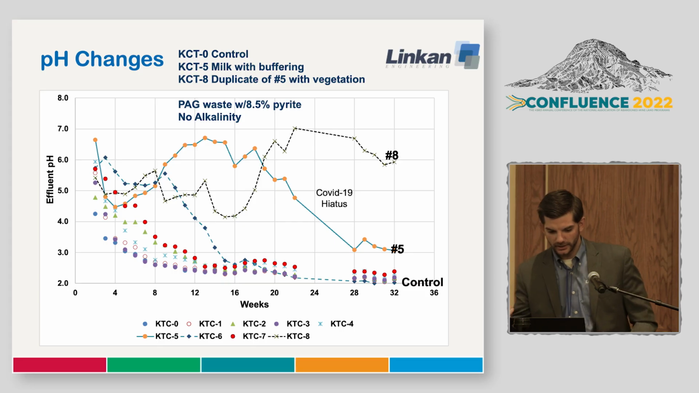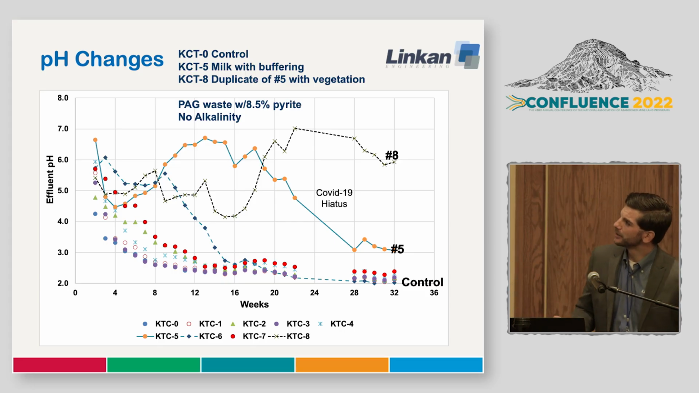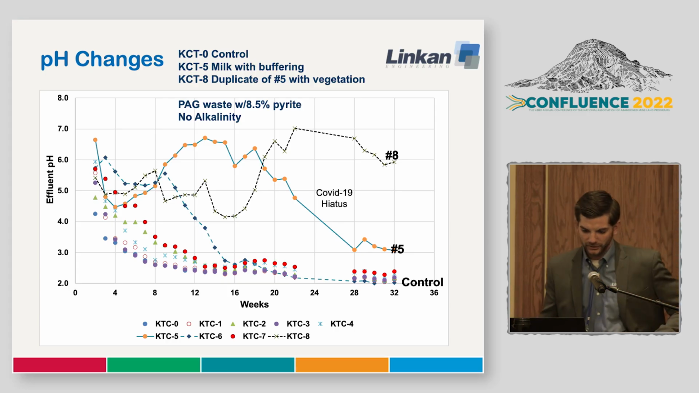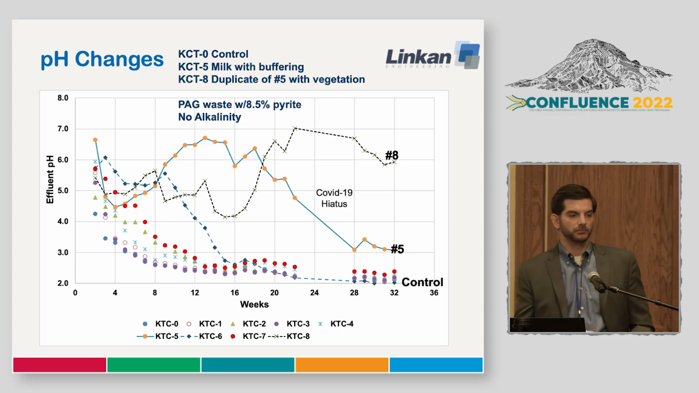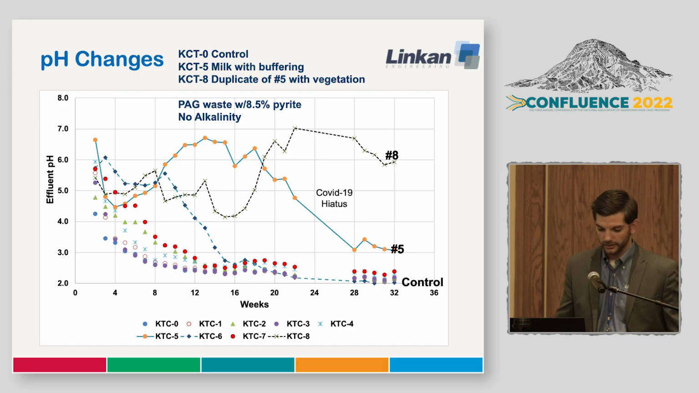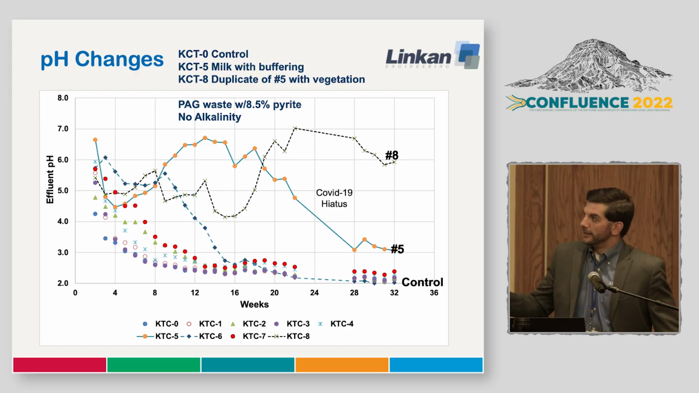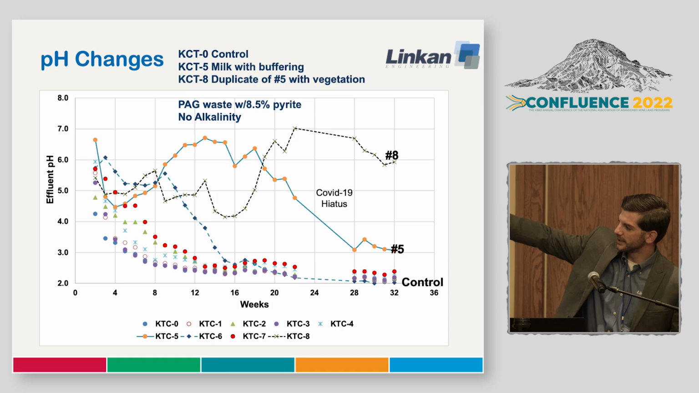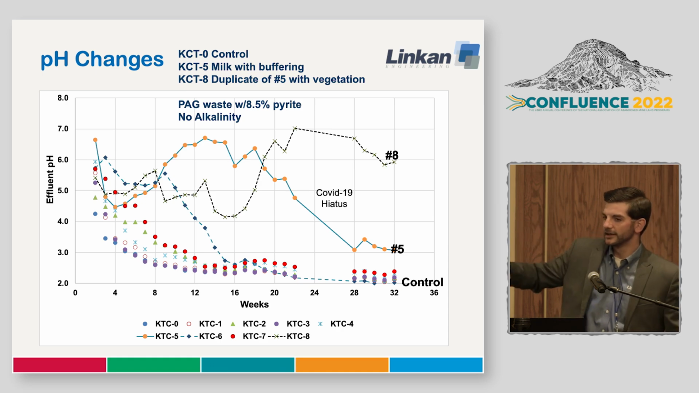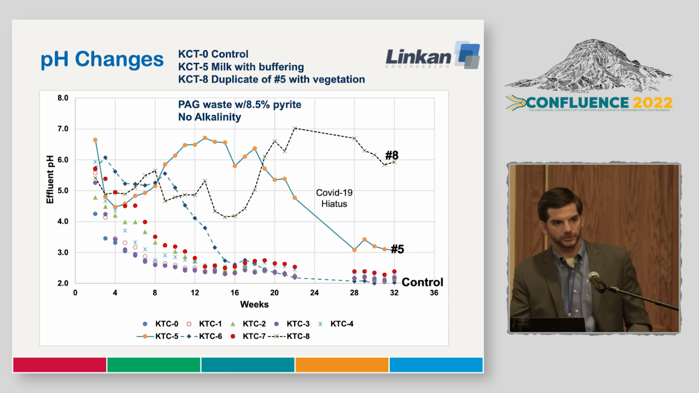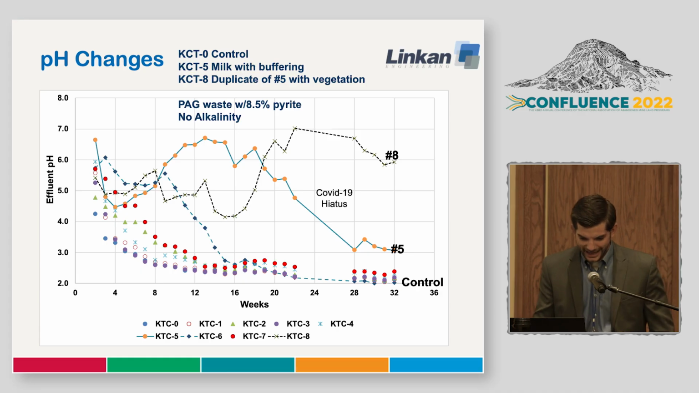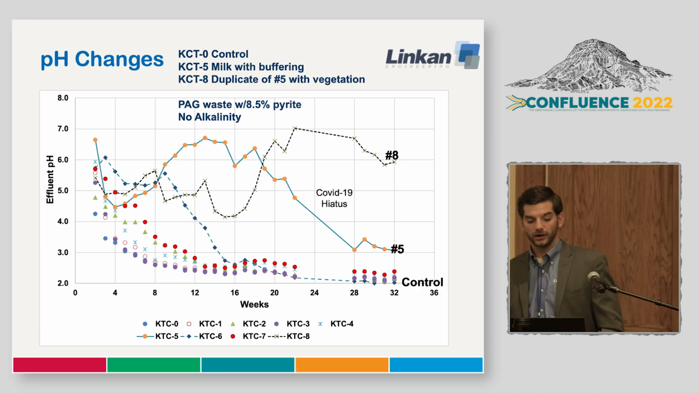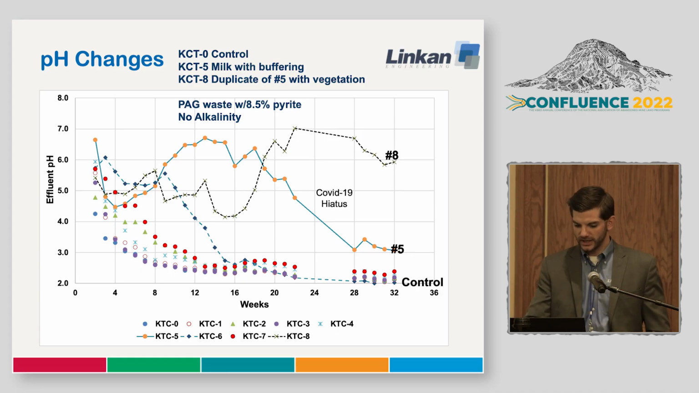So we did 8 different tests. It might be a little difficult to see, but essentially we had unamended host rock, our controls. Then we looked at adding sodium lauryl sulfate, both buffered with lime and non-buffered with lime. And then our milk is highlighted as number 5 and 8. The difference between those is the establishment of vegetation. Number 8 had vegetation, number 5 did not. And that'll become important as we look at some data here.